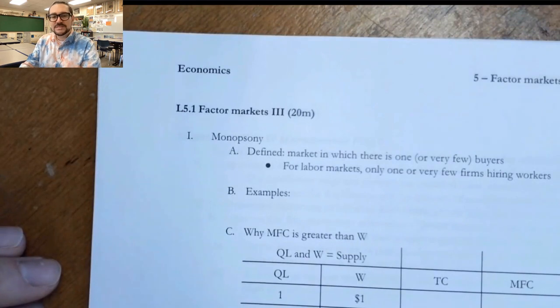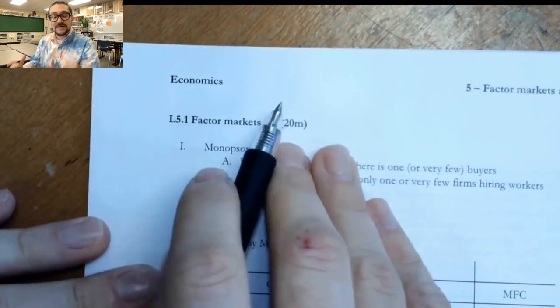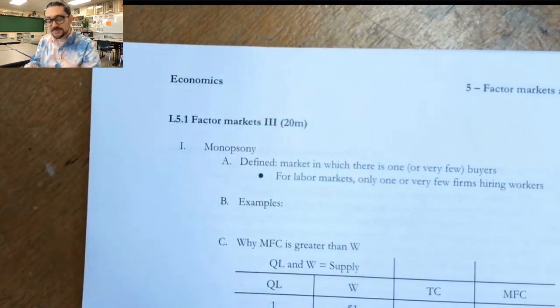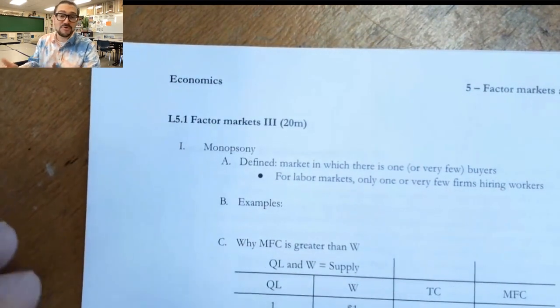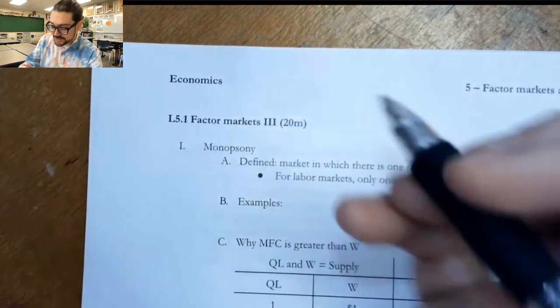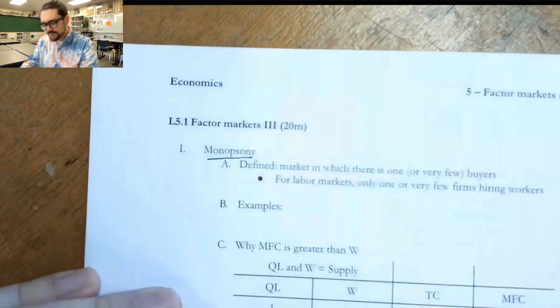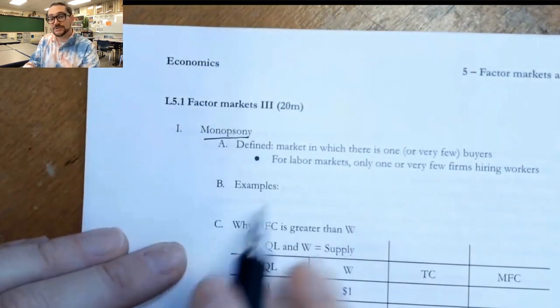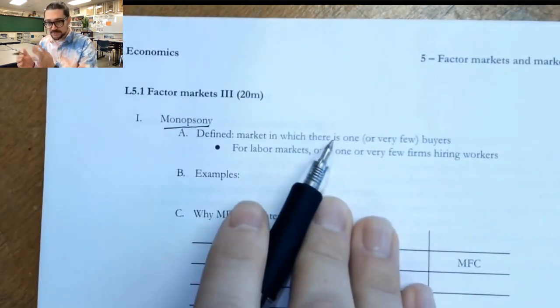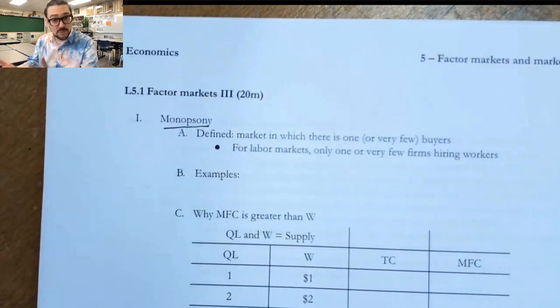Well, hi there. So this is our last lecture that we're going to do about factor markets. And in this video, we're going to talk about a special type of factor market, an imperfectly competitive factor market called a monopsony. Now, a pure monopsony is a market in which there's one buyer. It's a little bit of the flip side of what a monopoly is. Right? A monopoly is one seller. A monopsony is one buyer.